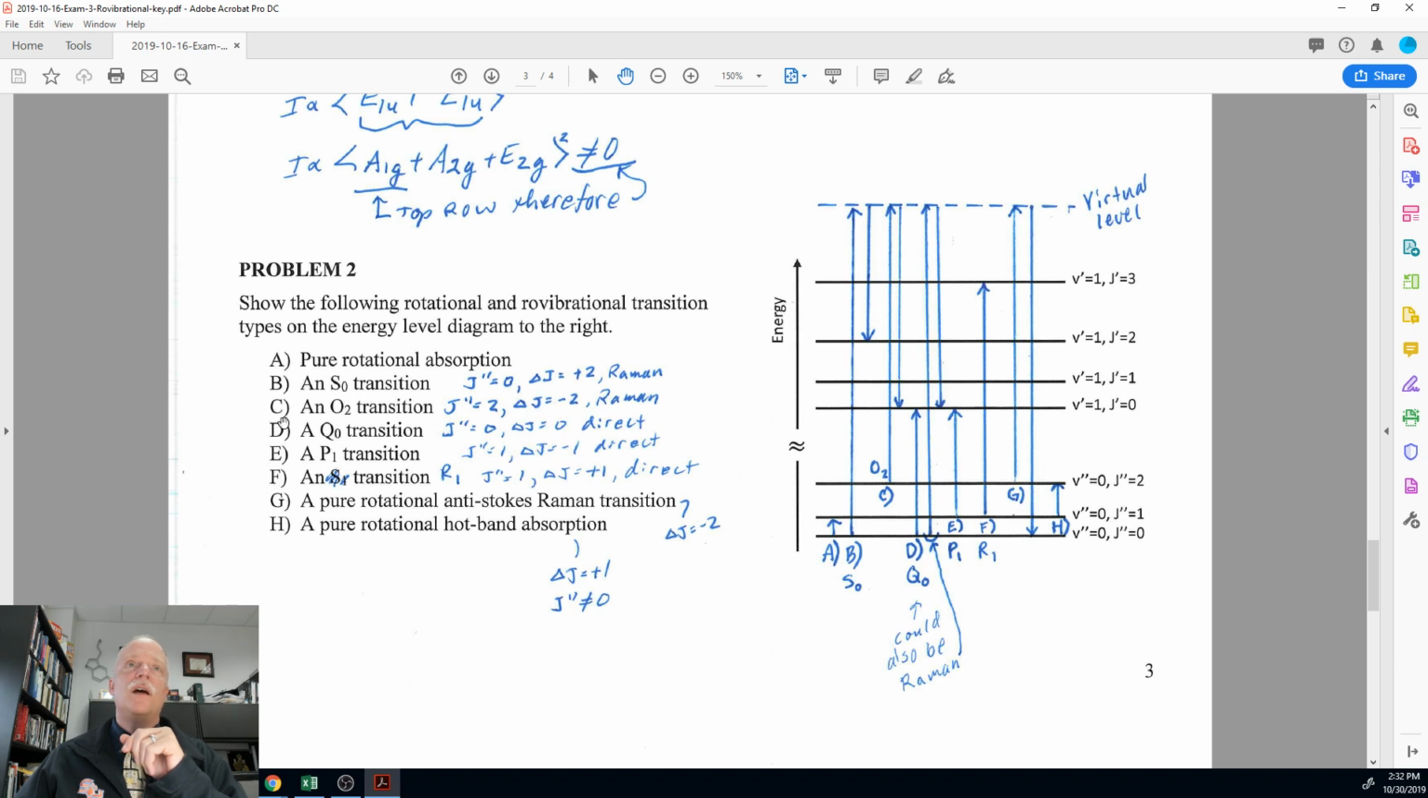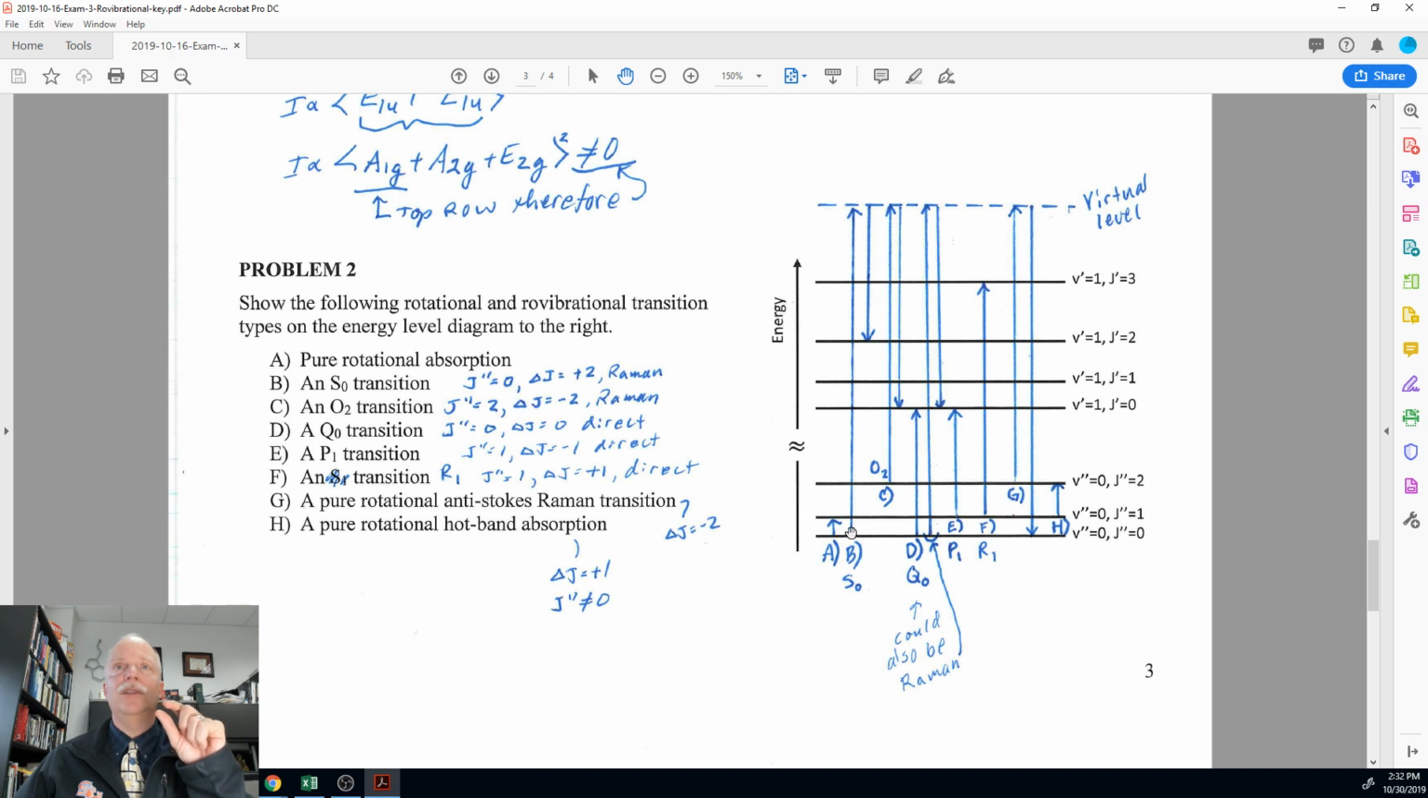Now let's get into the rovibrational transitions. So an S0 transition. These are the criteria for an S0. This subscript 0 tells us the J double prime value. So it has to start in J double prime equals 0. And it's an S. So an S is a Raman transition, and delta J equals plus 2 for an S. So we have to have a Raman, which is a 2-photon experiment. So it's got to go up and down. The incident photon is the up, and the scattered photon is the down arrow.